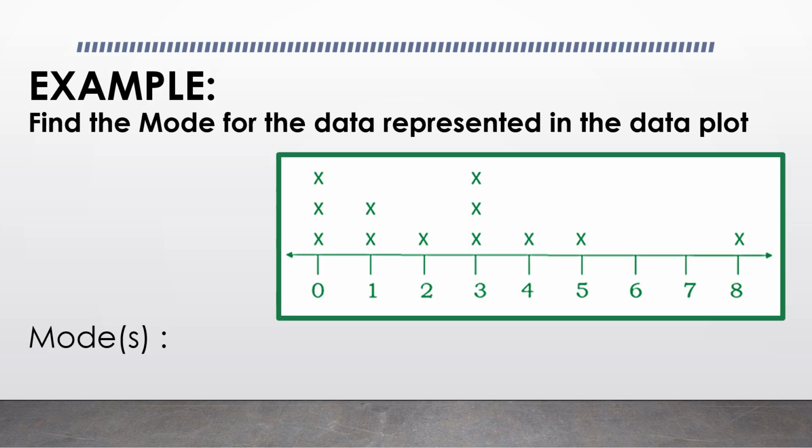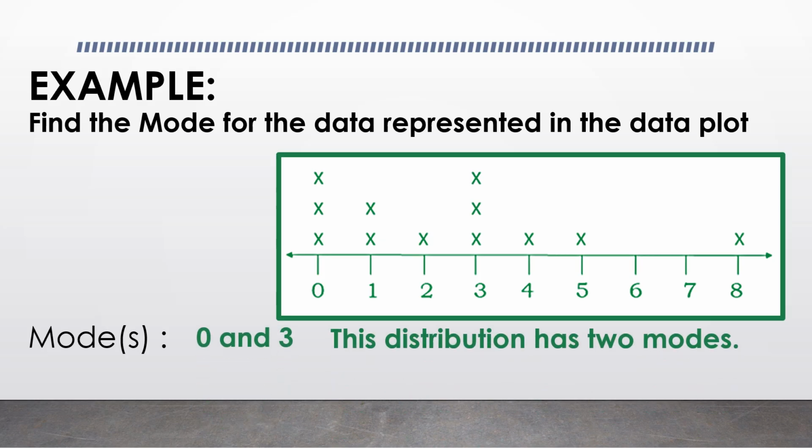Example, find the mode for the data represented in the data plot. So mode is the value that's listed most frequently, and there are actually two. There are 3 zeros and 3 threes. So 0 and 3 are the modes. So this has two modes, which means it's a bimodal distribution.